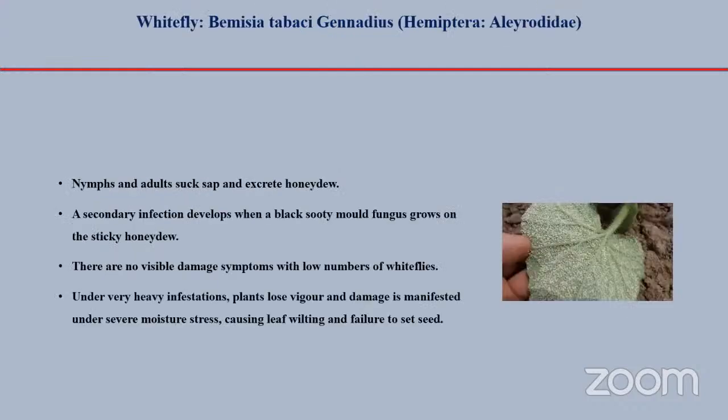So next is the sucking pest, the whitefly, Bemisia tabaci, which belongs to the family Aleyrodidae and the order Hemiptera.